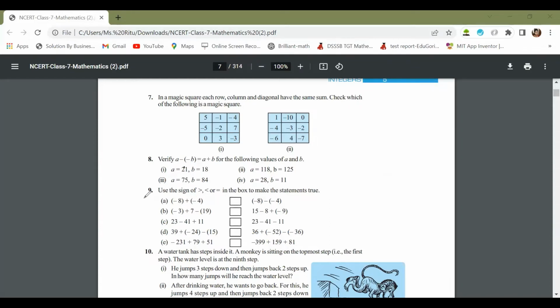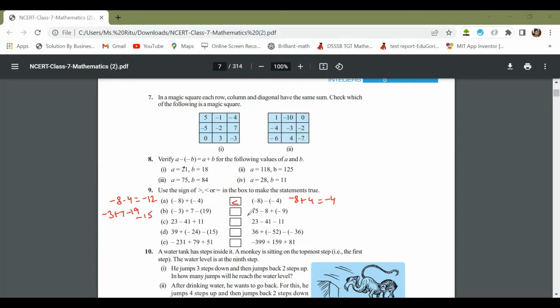If we solve the A part left side, this would be minus 8 minus 4, because plus minus is minus, and that is minus 12. If you solve the right side, this is minus 8 plus 4, and that is minus 4. If you compare minus 12 and minus 4, minus 4 is bigger. So this sign would appear over here. Same for the B part. This is minus 3 plus 7 minus 19. So minus 3 plus 7 is 4. 4 minus 19 means you have to subtract 4 from 19. You will get 15, and 19 is a bigger number, so that means it is minus 15.